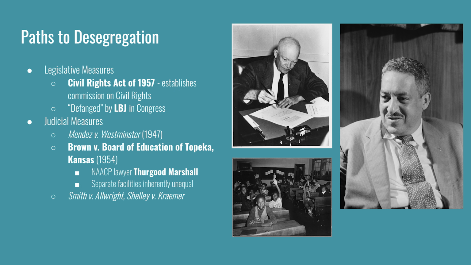The legislative measures refer to the laws passed by Congress. They passed the Civil Rights Act of 1957 that established a Commission on Civil Rights. It was signed by President Eisenhower, who was president at the time. Lyndon B. Johnson, who was a future vice president and president himself, at the time was a major figure in the House of Representatives. He's a top figure in the Democratic Party from the state of Texas and viewed the Civil Rights Bill as a threat to the coalition or electoral strength of the Democratic Party.